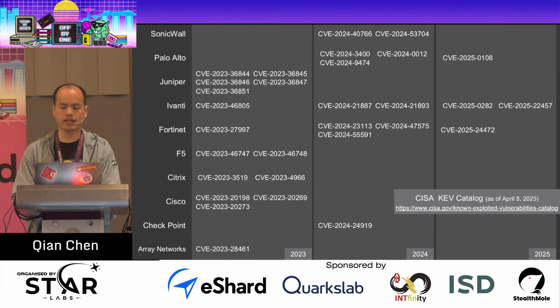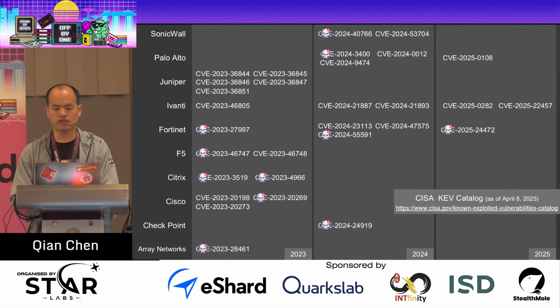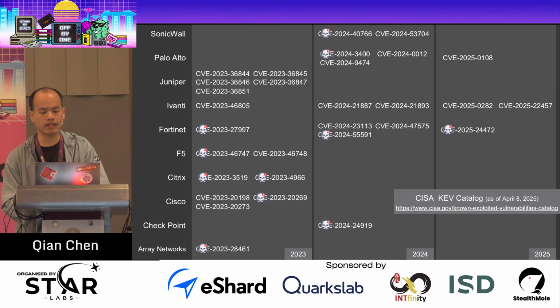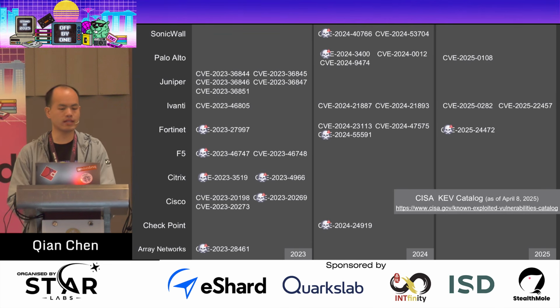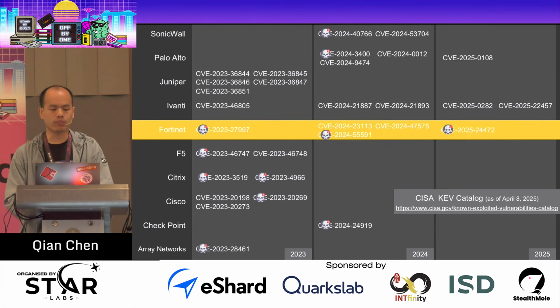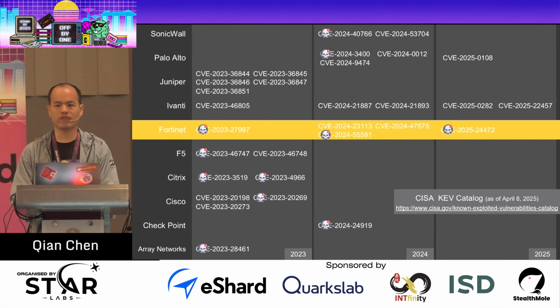What's particularly concerning is that many of these vulnerabilities have been observed in active exploitation in the wild, with some being weaponized in ransomware campaigns. This highlights the critical importance of timely patching and security monitoring for these essential network components. Fortinet's product line, especially its FortiGate firewall, is the focus of our talk today.